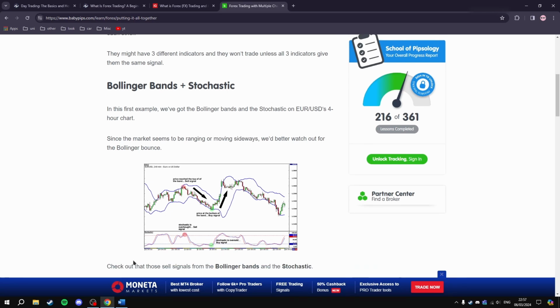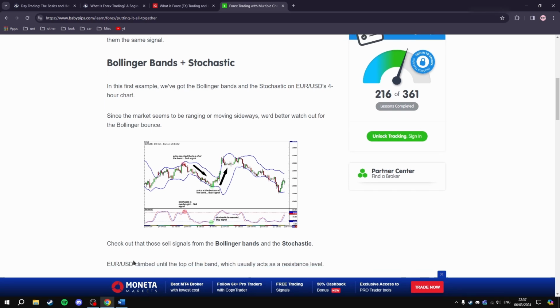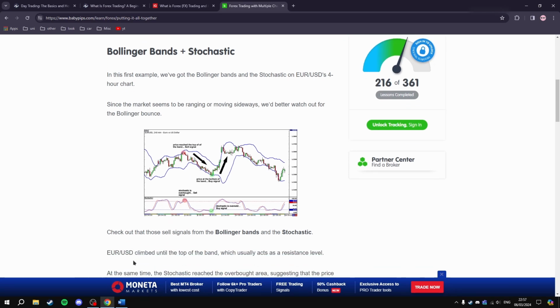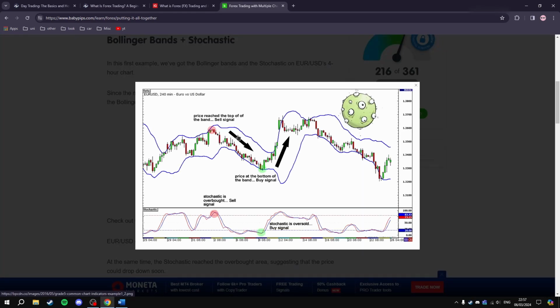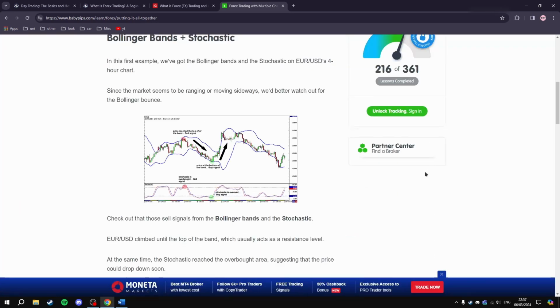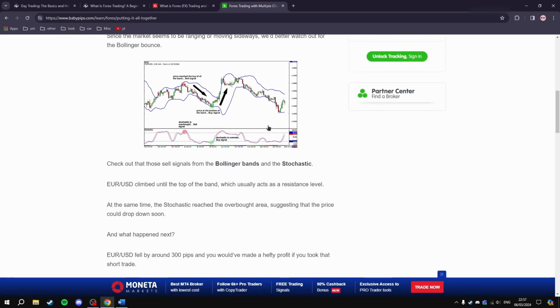Bollinger Bands plus Stochastic. In this first example, we've got the Bollinger Bands and the Stochastic on EURUSD's 4-hour chart. Since the market seems to be ranging or moving sideways, we'd better watch out for the Bollinger Bounce. The Bollinger Bounce is when the price tries to stay in the middle, so it bounces against the sides. Check out these sell signals from the Bollinger Bands and the Stochastic.